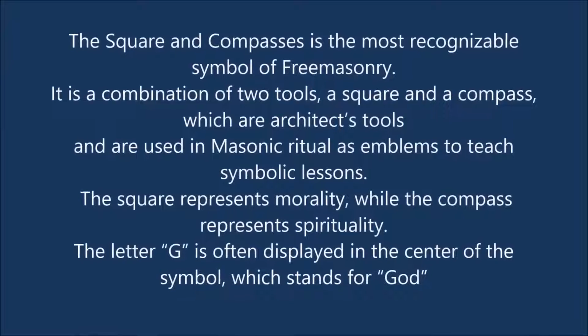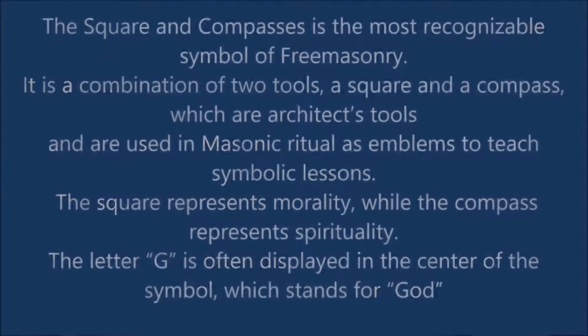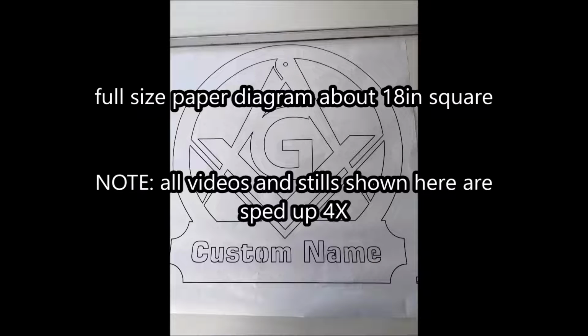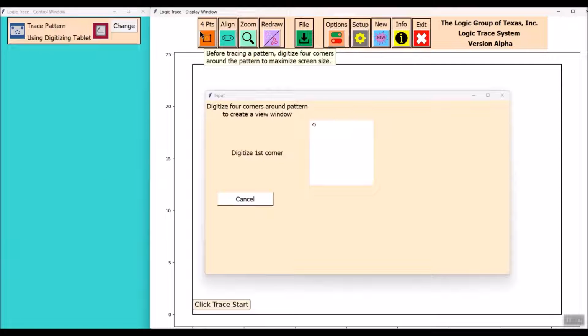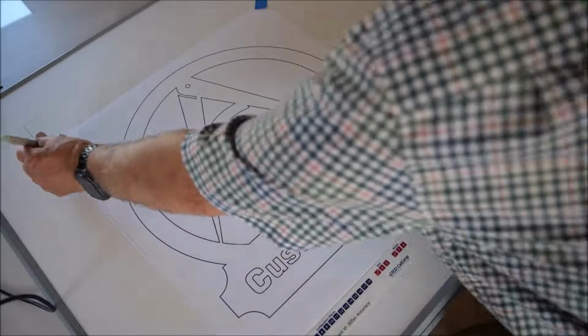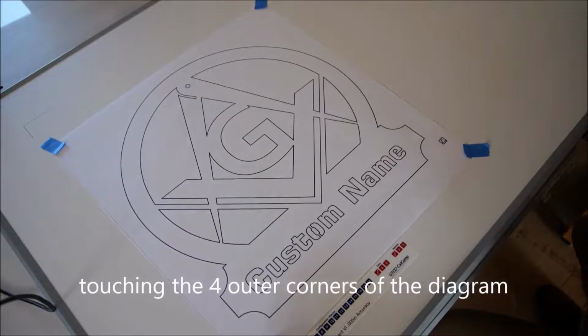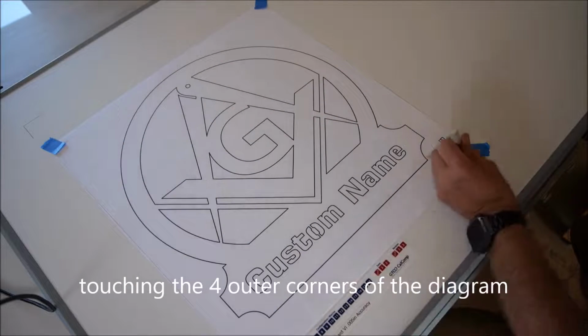The square and the compasses is the most recognizable symbol of Freemasonry. I'm going to trace out this diagram and cut it with the CO2 laser. First thing I'll do in Logic Trace is select the four points, and that's going to define my work area. Shown here, I'm selecting the four outer corners of the diagram.